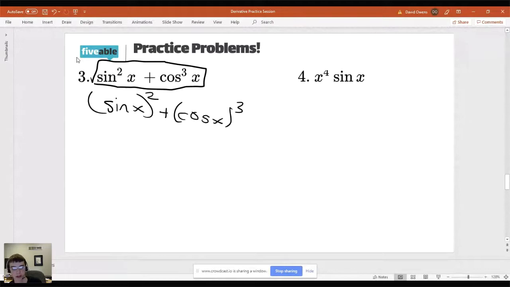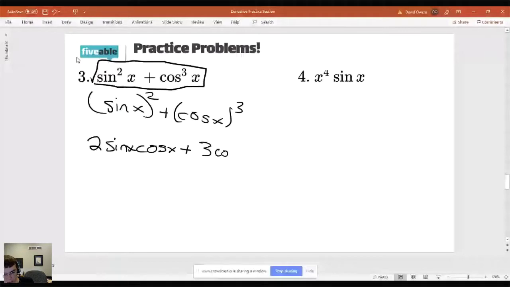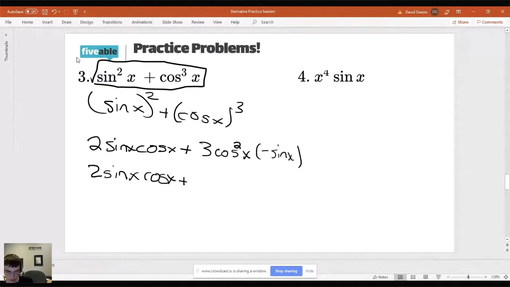So let's just start at the beginning with our first chain rule. So we'll have 2 sine x times the derivative of sine of x, which is cosine x. And we'll add to that the derivative of this function, our g of x, which will be 3 times cosine x to one less power, so 3 cosine squared x, and then we'll multiply that by the derivative of that, which is negative sine x. And we can clean this up a little bit by saying minus 3 cosine squared x sine x.